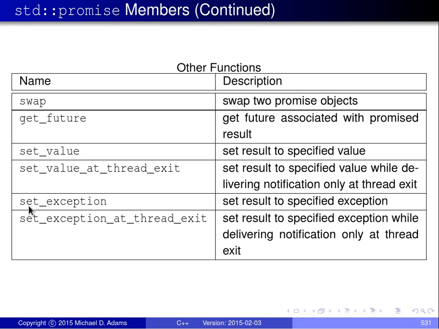Then we have the member function set_exception, which allows an exception to be written into a promise, so that when a thread reads the value out of the corresponding future, since there's no value stored there but rather an exception, that exception will be rethrown in the context of the thread that tried to retrieve a value out of the corresponding future object that's associated with the promise. And then lastly, we have set_exception_at_thread_exit, which is similar to set_value_at_thread_exit in the sense that it delays the exception becoming available in the corresponding future until the thread that wrote the value into the promise exits.